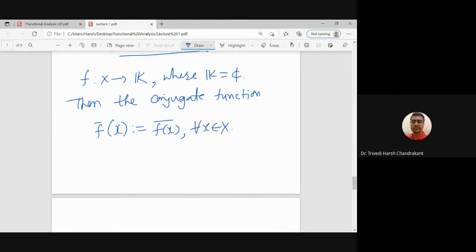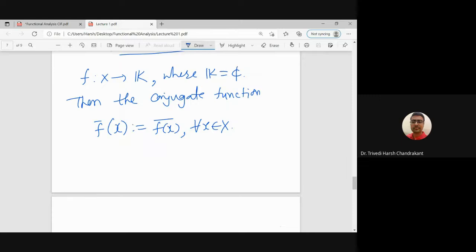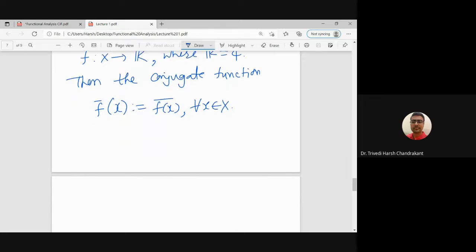So, like complex numbers, we can define the complex conjugate. We can define the complex conjugate for a complex valued function, and we will define a range. Also, we know the range is the set of all values which f(x) assumes, and then one-to-one and onto functions.